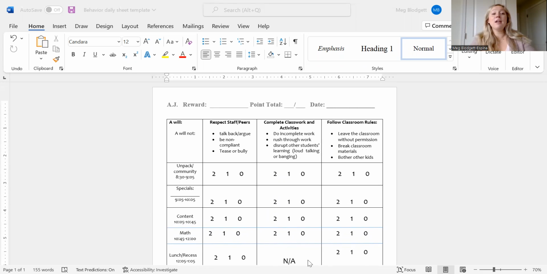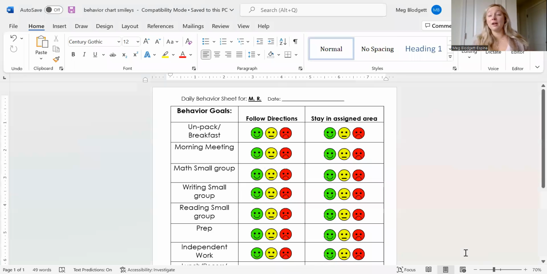Another example that I used for another student, but he was younger. This is for a primary student. He was a kindergartner at the time, so pretty much a very basic one, but still following what the parent and I had talked about with what we really wanted to see the student accomplish. One of them was following directions, and the other goal was staying in an assigned area. The parent and I had talked about what that is going to look like. We talked about it with the student as well.